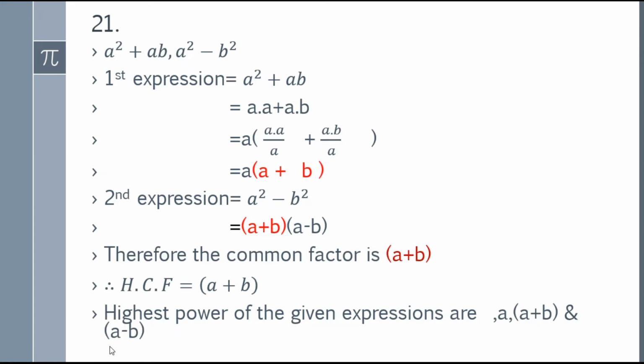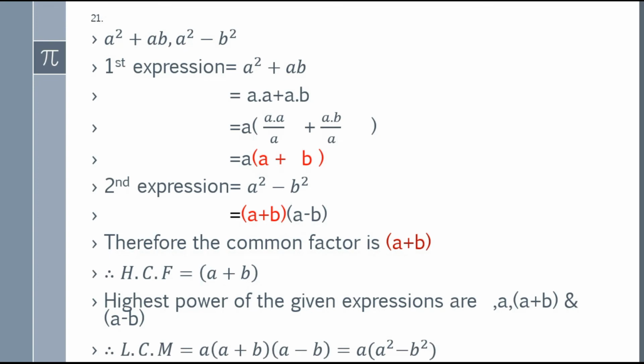After that, what do you have to do? We have to just multiply all of them. We have to write it in multiplicative form. So the LCM is a into a plus b into a minus b. In your book you will find that after doing the LCM, they have written it as a into a square minus b square. It is not mandatory. If you can find up to this line, then this will be enough for you.